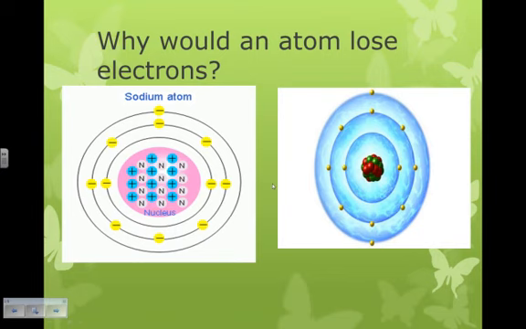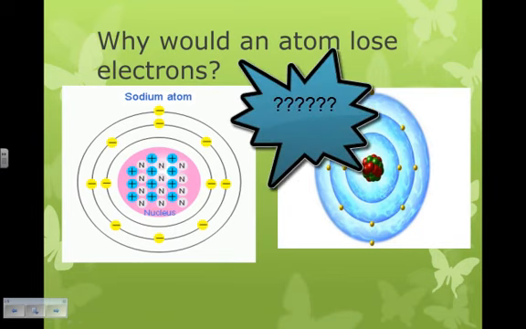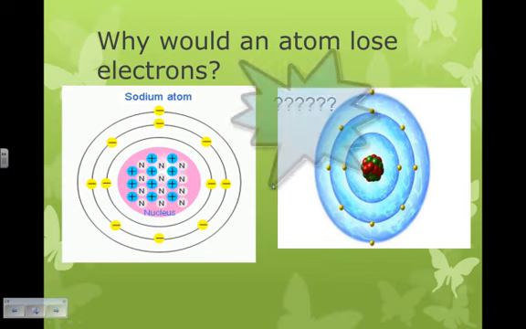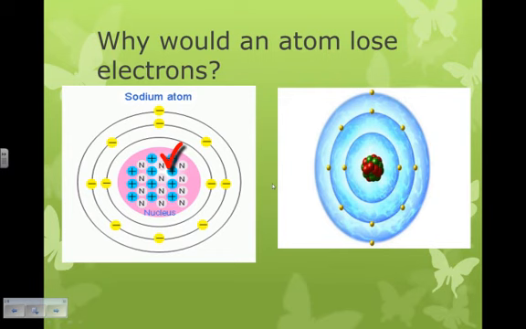So why would an atom lose electrons? We know that in an atom we have an equal number of protons and electrons. So for every plus we have a minus, and at the end of all the adding and subtracting, we end up with 0. If you have just as many positives as you do negatives, then the ultimate charge will be 0. And that's what we have in an atom. So why would they lose electrons, or why would they gain electrons?